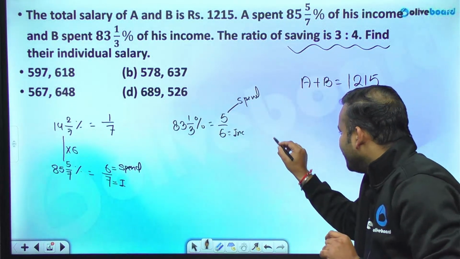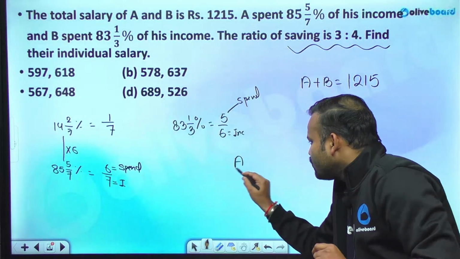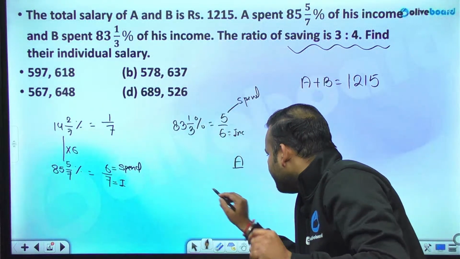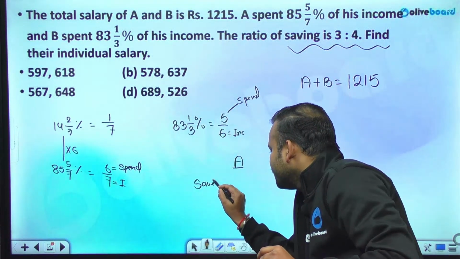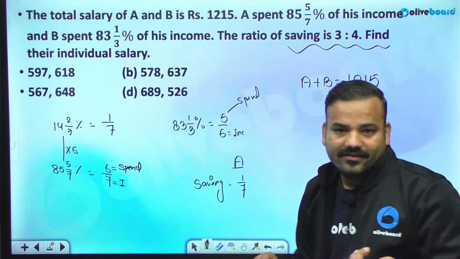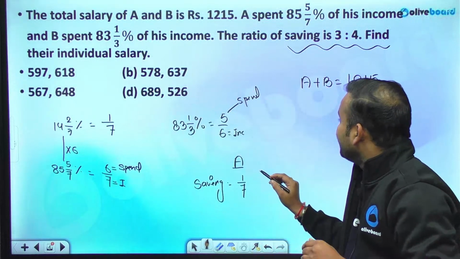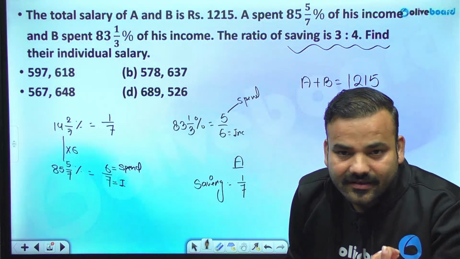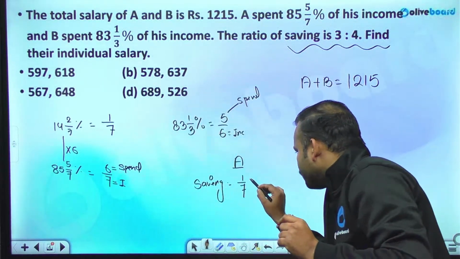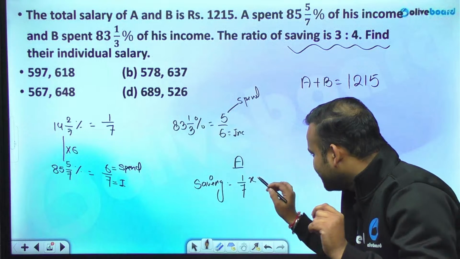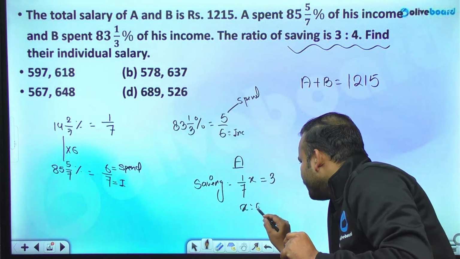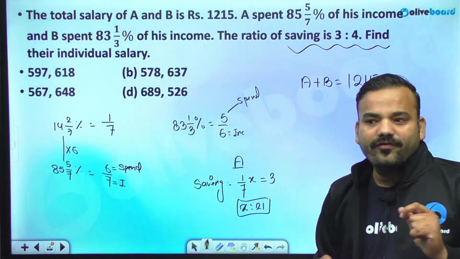What about A? Let's see about A. Sir, A, out of the total income of 7, is spending 6 rupees. That means A is saving how much? So savings of A will be 1 by 7 of X. And this 1 by 7 is representing, let's say the income of A is 7x. Out of 7x, if somebody is spending rupees 6, that means he is saving 1 by 7 of X. And this 1 by 7 of X is representing 3. So the value of X will be 21 units.